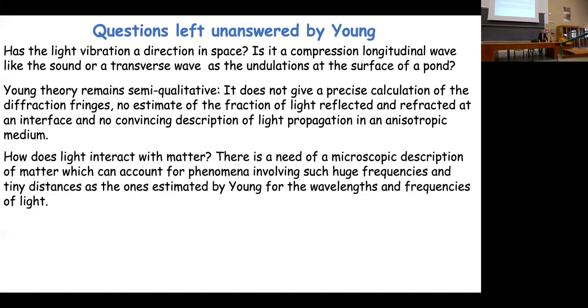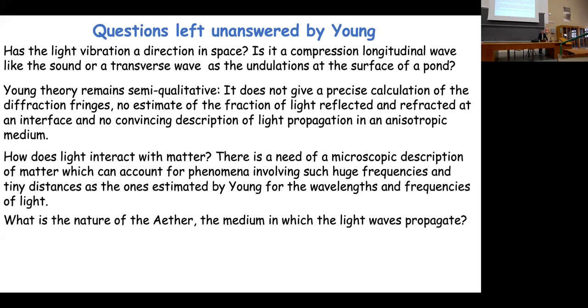He also, of course, had no idea of how light interacts with matter. Light is a very, very fast phenomenon occurring on very short distances. And of course, in order to understand what happens, you have to have a microscopic description of matter, which was not available at that time. Finally, he did not discuss the nature of the medium in which light propagates in empty space. This ether, which was introduced by Descartes and Huygens, and which is still mysterious.